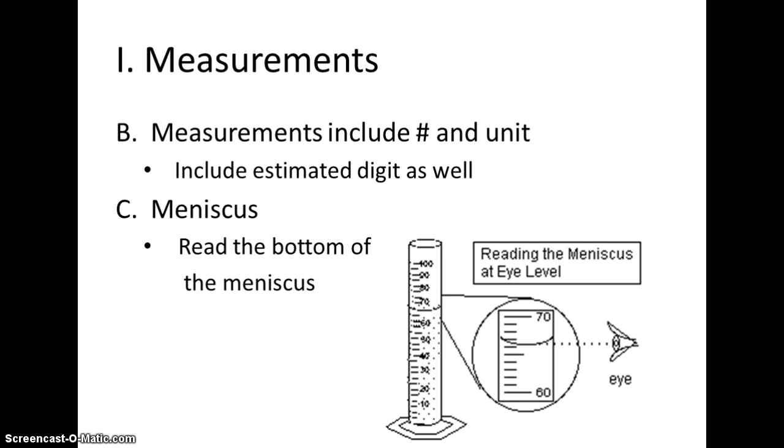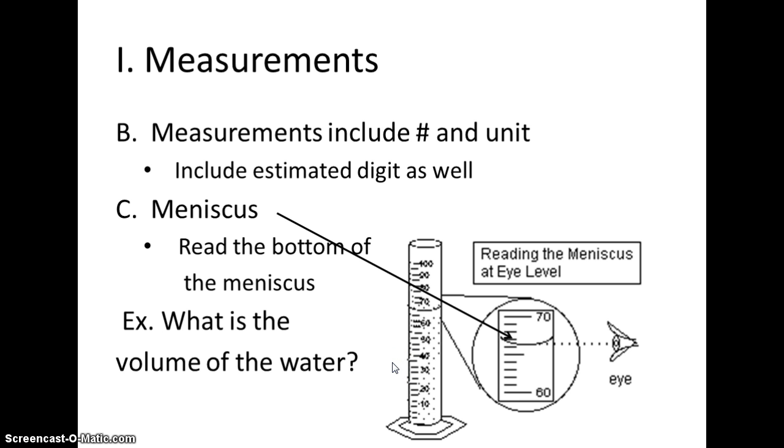The meniscus. The meniscus is this curved line whenever you are pouring into a graduated cylinder. When you're reading, you want to make sure that you read at the bottom of the meniscus. And you want to make sure you include the estimated digit, and we'll be working with that all year long. So looking at this graduated cylinder, you want to make sure you're reading at the bottom of the line. I'm going to ask you, what is the volume of the water?